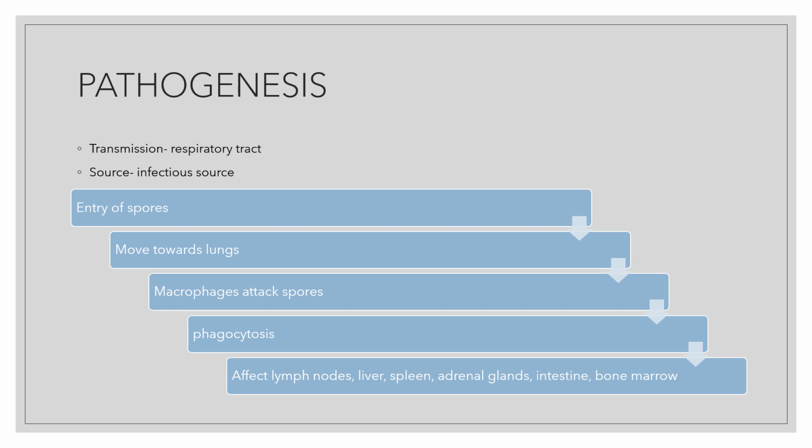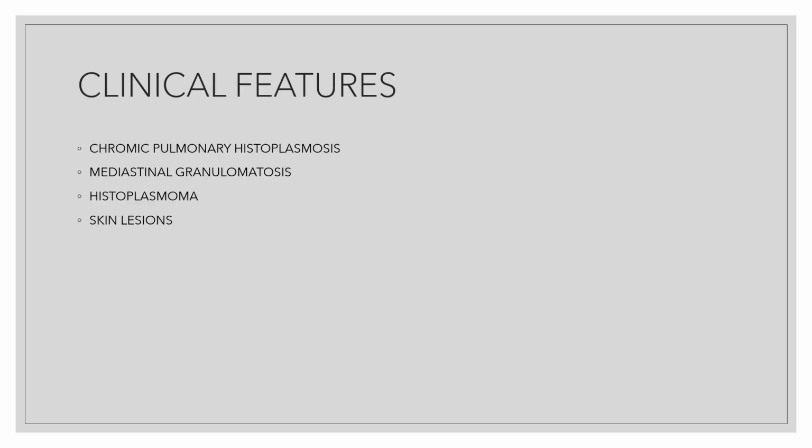Once it's discharged in the bloodstream, it moves towards the lymph nodes, liver, spleen, adrenal glands, intestine, bone marrow, and it affects them. It would be manifested as lymphadenopathy, hepatosplenomegaly, fever, anemia. Now, what are the clinical features?